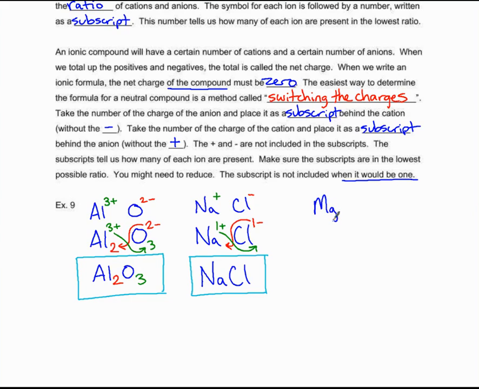Next, we're going to look at a compound that comes from magnesium and oxygen. So magnesium is in group 2. It's going to form an ion with a +2 charge. And oxygen is in group 16. It's going to end up with a -2 charge. All right, so same idea, 2+, 2-. So we take the number of the charge of the anion and put it behind the cation. So Mg2.